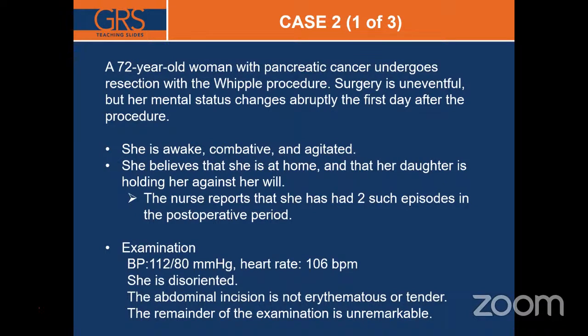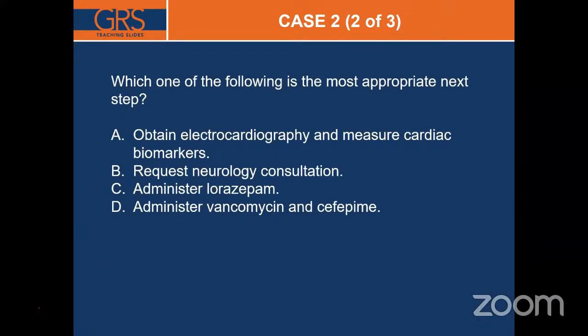Again, this patient, 72, having pancreatic cancer, is now experiencing delirium, and she is tachycardic. Which of the following is the most appropriate next step? Obtain ECG and major cardiac biomarkers, request neurologic consultation, administer lorazepam, or administer vancomycin and cefepime. I will give you 15 seconds.